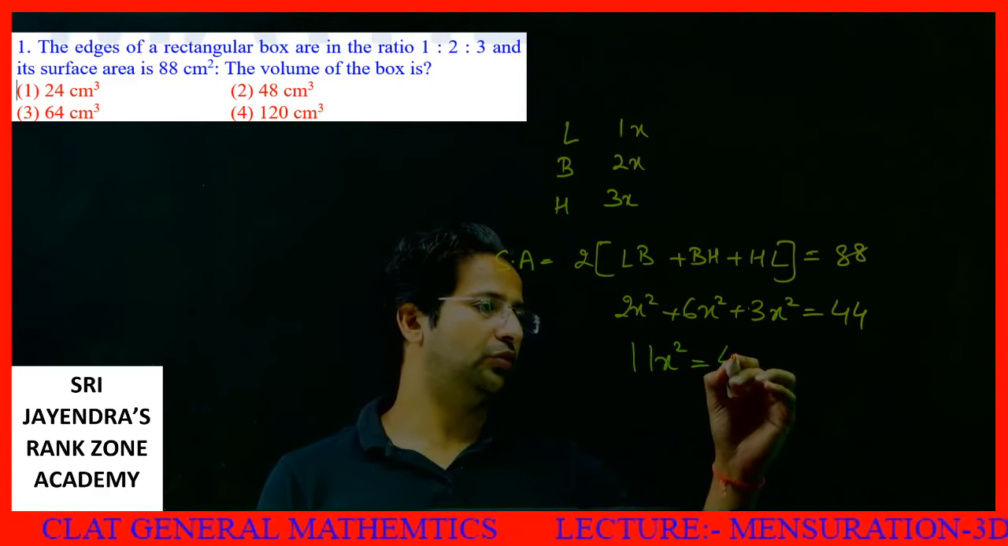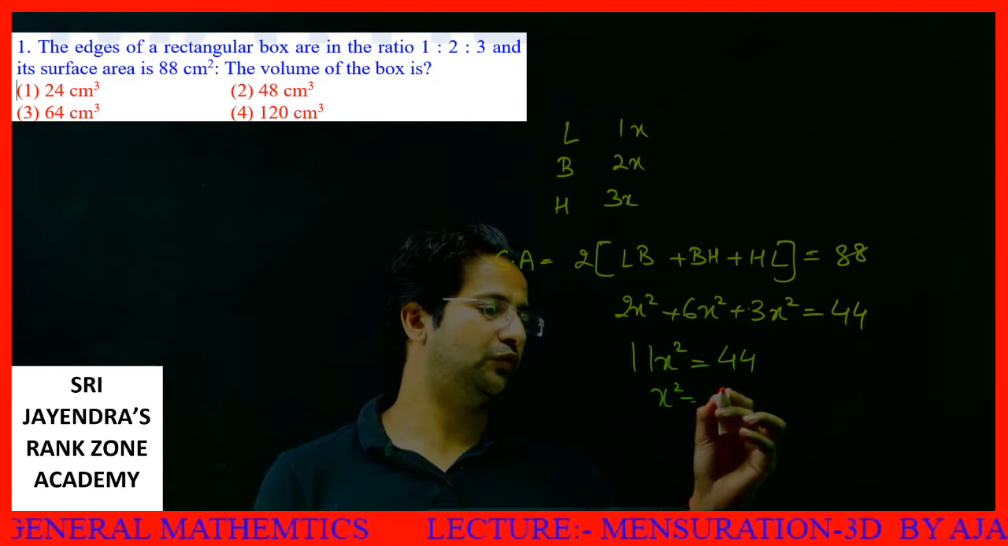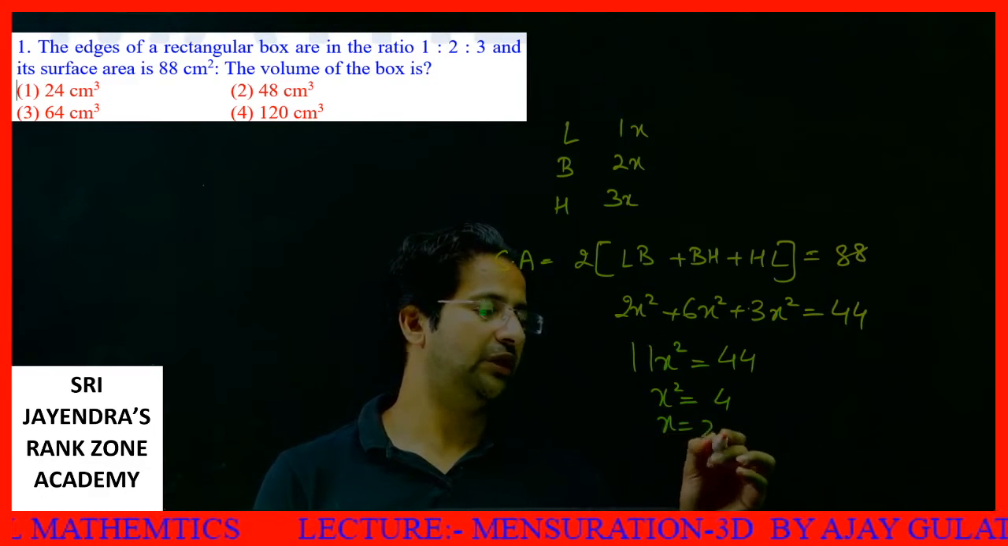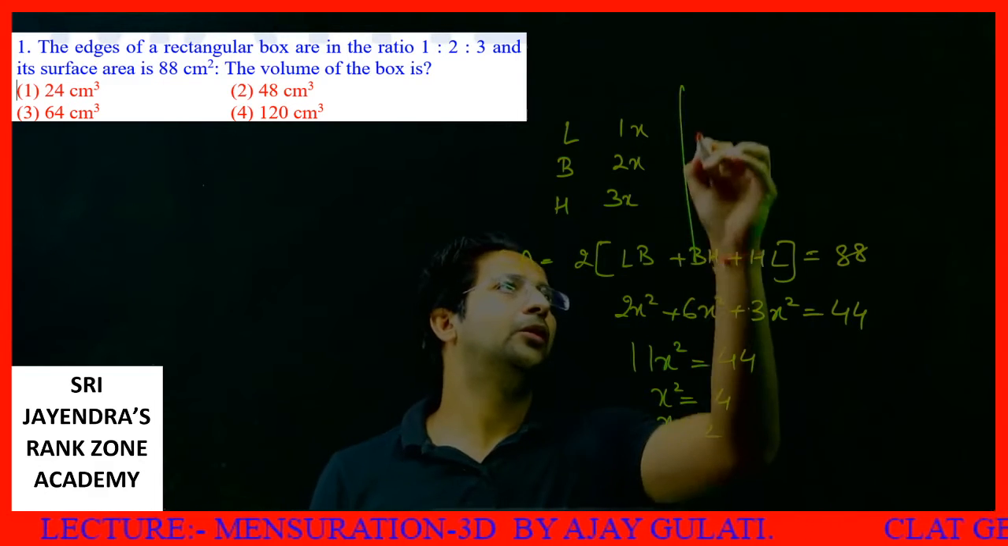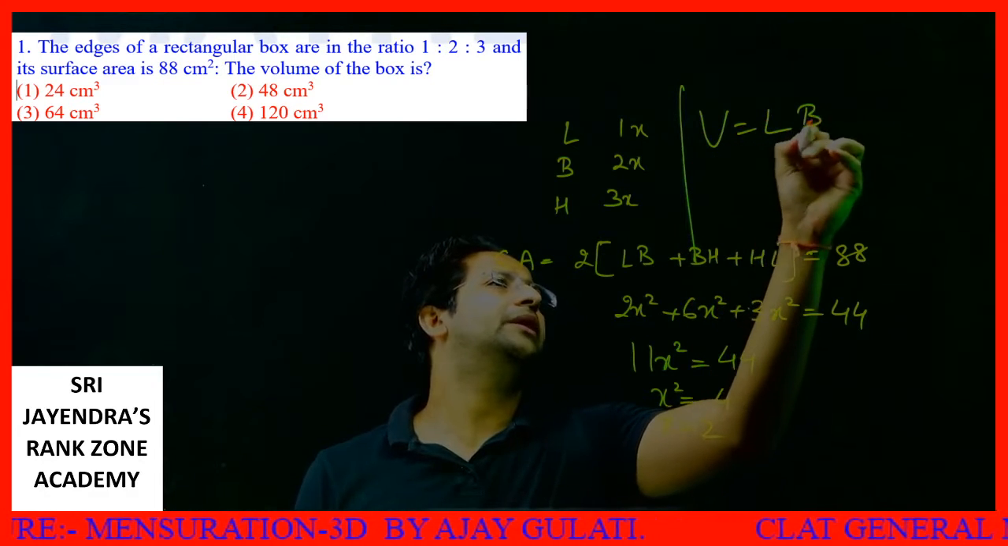11x square is equal to 44. X square is equal to 4. This way x comes out to be 2. What do we need to find? We need to find the volume. What is the volume? Volume is equal to LBH.